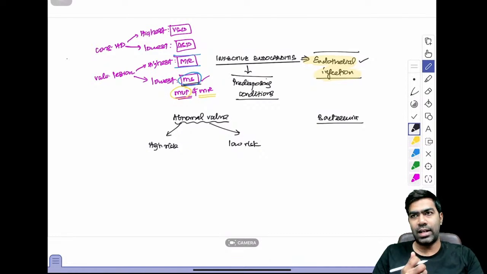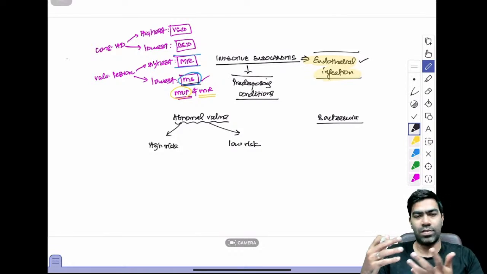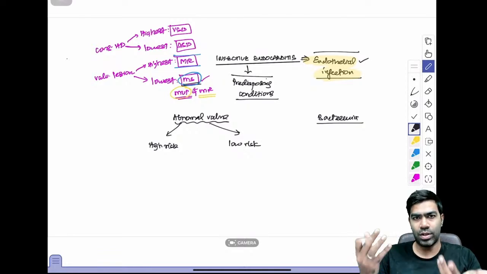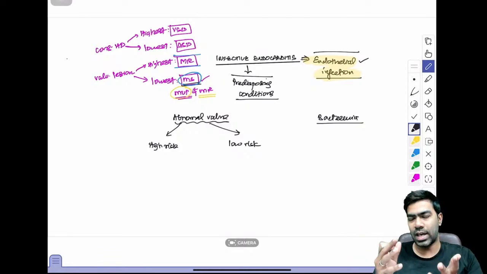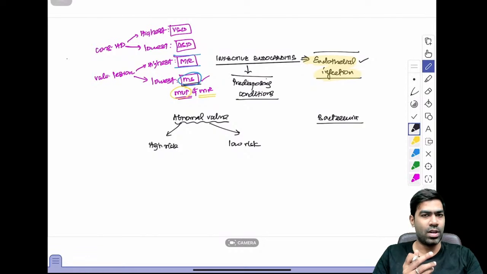Because of that, during diastole, if you see the pressure differences between the atrium and the ventricle, it's actually quite low. The pressure difference is almost zero and negligible. So there's not much pressure difference between the atrium and the ventricle during diastole. That is the reason why MS carries a very, very low risk of development of infective endocarditis.